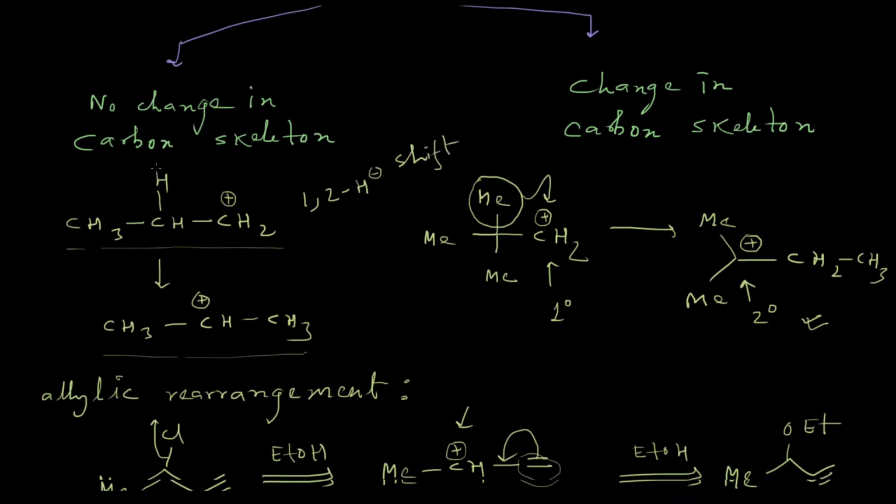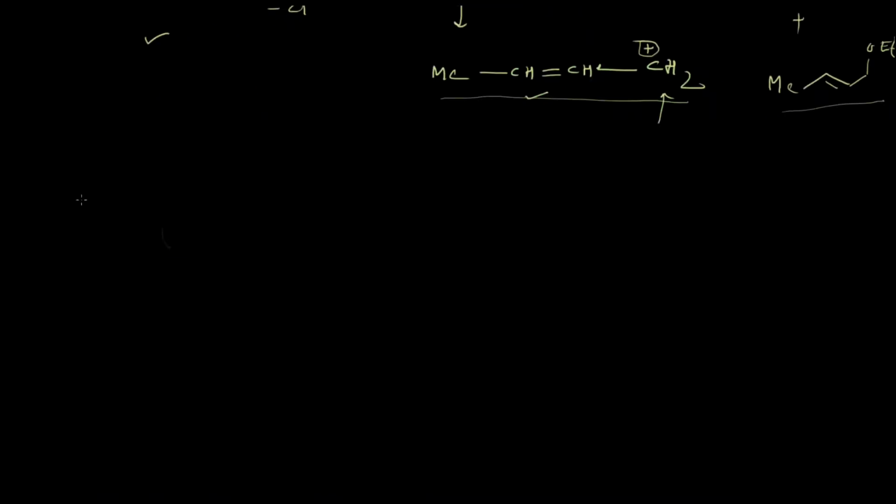Since hydrogen is migrating as a hydride from carbon atom 2 to carbon atom 1, that's why it is called a 1,2 hydride shift. We can also give an example where the carbon skeleton is remaining unchanged.